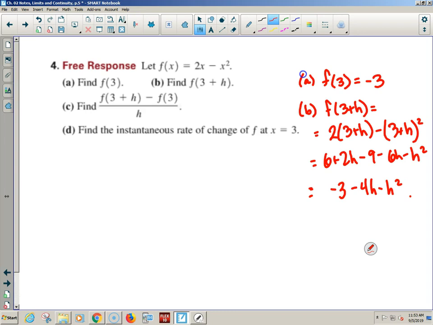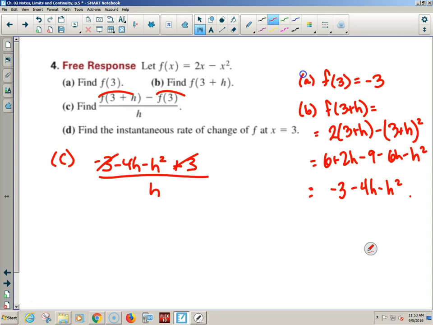And then for letter C, we need to go ahead and build the difference quotient. And all of this, remember, they didn't know how to do derivatives, true? In this textbook at this point and at this time. So then you can go ahead and plug in what we just found, and we end up with negative 3 minus 4h minus h squared minus negative 3, hence plus 3, all over h. At which point we can simplify.